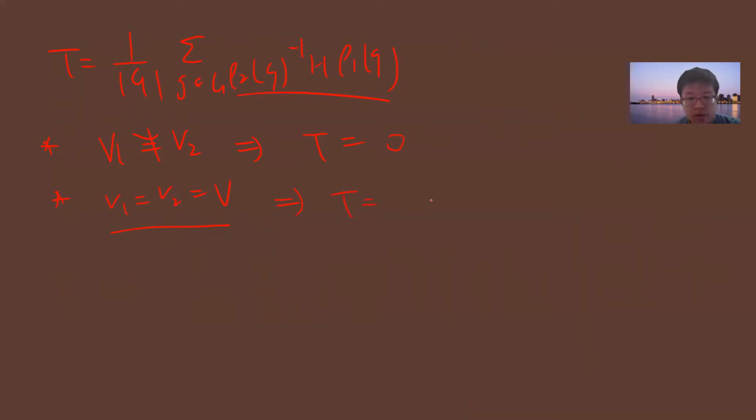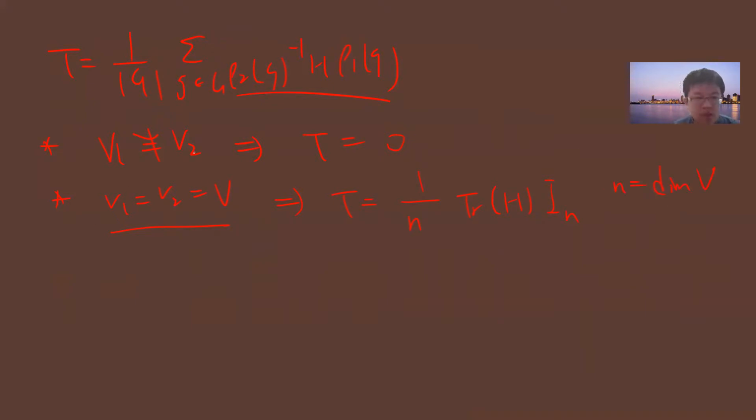Okay, so that means T, for my definition, looks like this. So this T can only have two consequences. The first consequence is that if they are not the same, then T should be 0. And the second consequence is that if they are the same, then one can say T is 1 over n times the trace of H times identity of n, where n is the dimension of V.